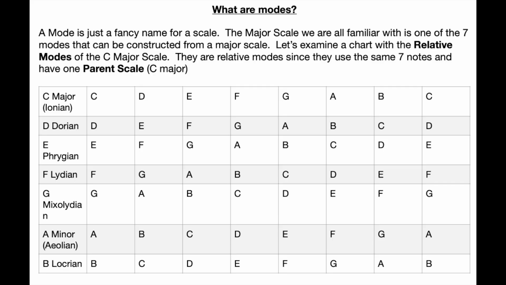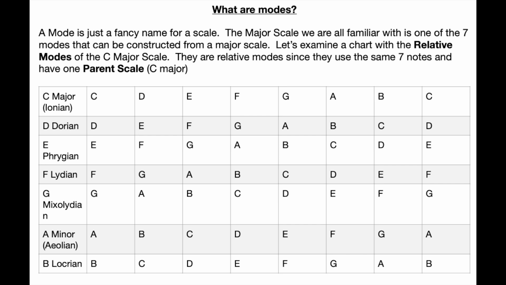So you also kind of want to keep them up in your head in that way too. Not only knowing the order of the modes, but which ones are major, which ones are minor, and that 7th one being diminished. 1, 4, and 5 are major, 2, 3, and 6 are minor, and then 7 is diminished.